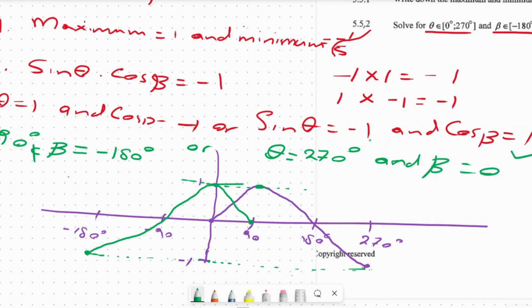So these are the four points that are important for this to be true. For this to be equal to -1, either you substitute theta equal to 90, and cos of -180 gives you -1, or you substitute sine 270 times cos 0, which gives you -1. That's how it's important to solve this problem.